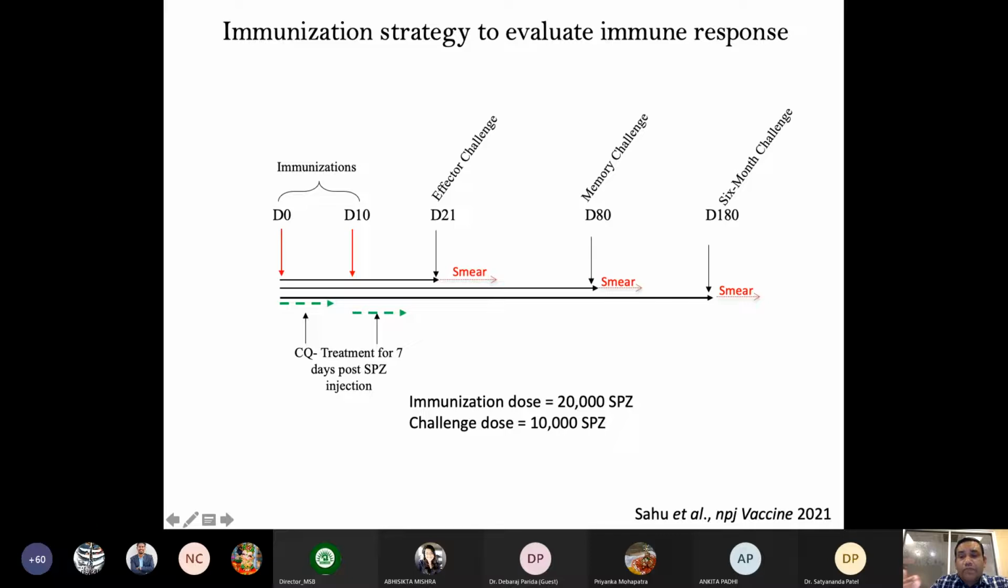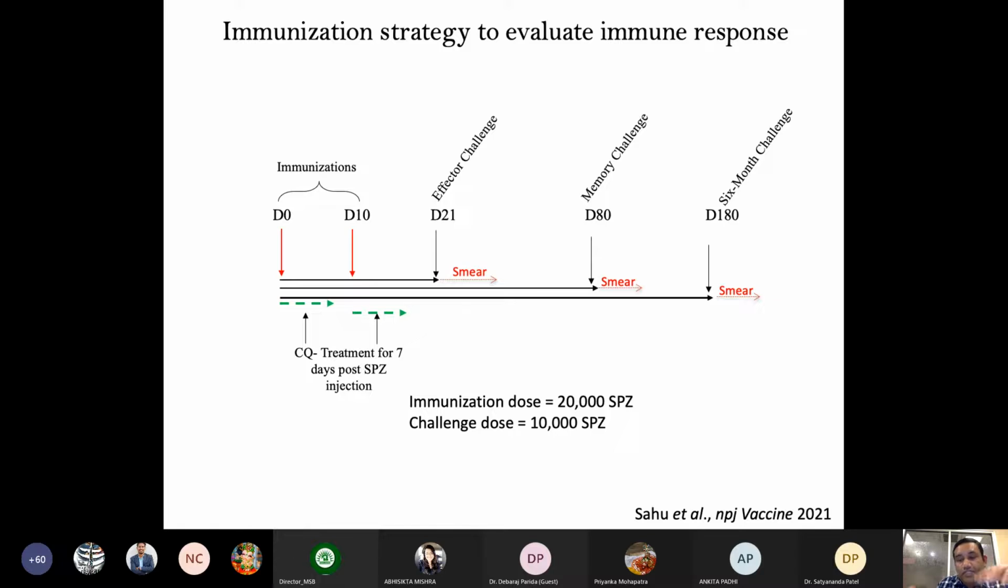What we did is we combined this genetically attenuated parasite with chemoprophylaxis. We immunized them on day 0 and after 10 days, with 2 doses, and after each immunization we treated them with chloroquine. Then on day 21 post first immunization, we challenged them with the wild type parasite. Here we used the different immunization dose. We immunized them by tail vein IV injection of 20,000 dissected sporozoites and challenged them with 10,000 wild type sporozoites. Then we looked at blood smear for positive and negative.